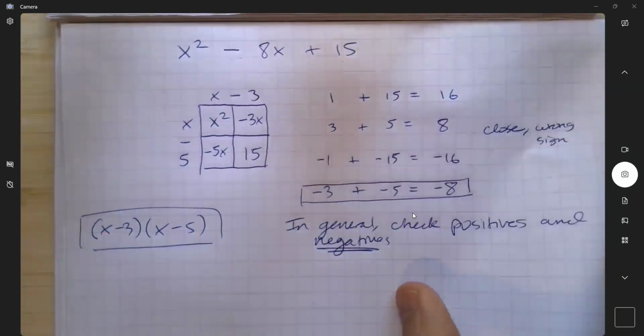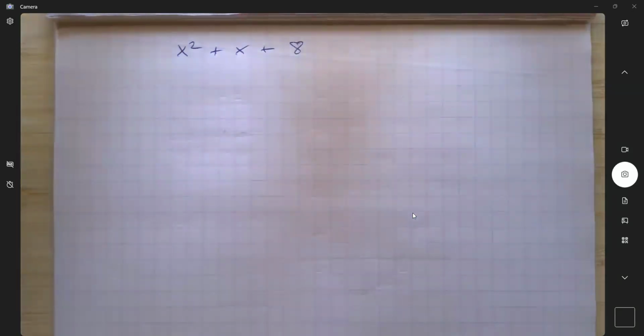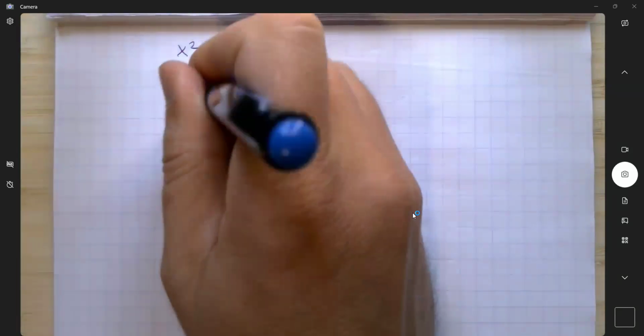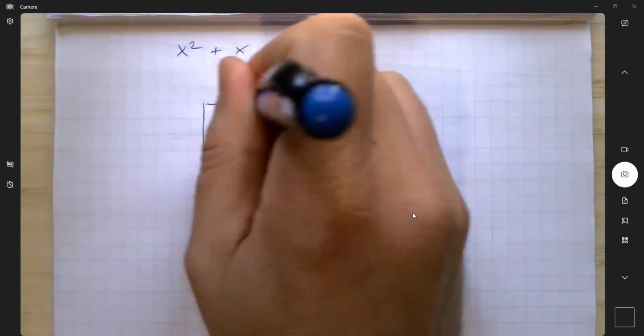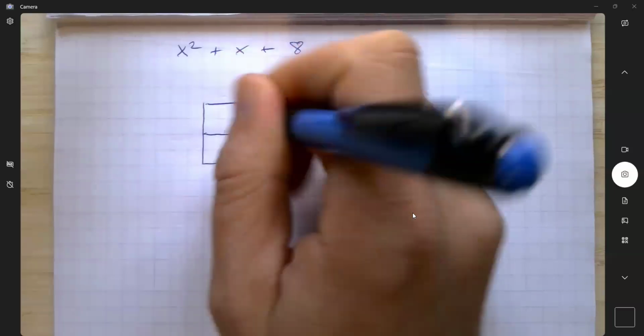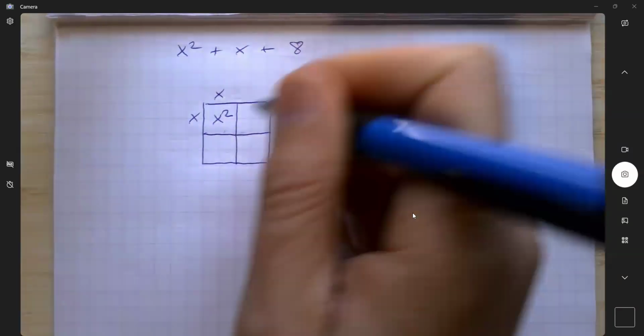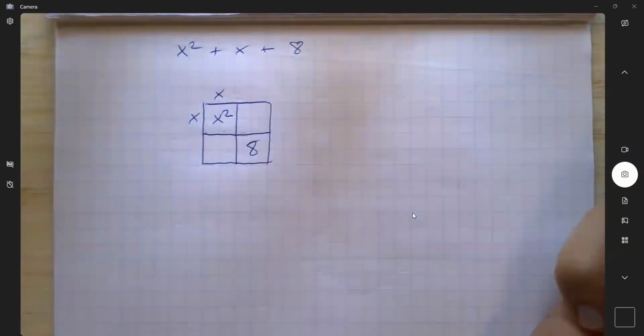Okay, let's do another one. This one we're going to run into some problems because we're going to find that I cannot find the factors that work. Let's do x squared plus x plus 8. So I'm going to build my box. I know since it's an x squared, it must be x along the top and the side, and this 8 goes in the lower right-hand box.